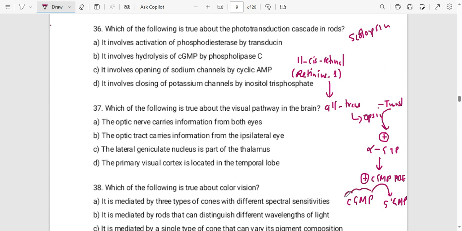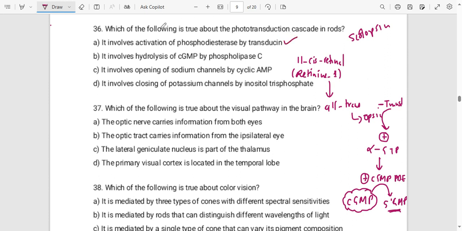When you reduce cGMP, remember yesterday we talked about asthma. We said that cyclic adenosine monophosphate, cAMP, causes relaxation. But cGMP is important in opening sodium channels. So if you decrease this concentration because you're converting it to this form, that is going to close the sodium channel. So that is how the sodium channels close. So it involves the activation of phosphodiesterase by transducin.